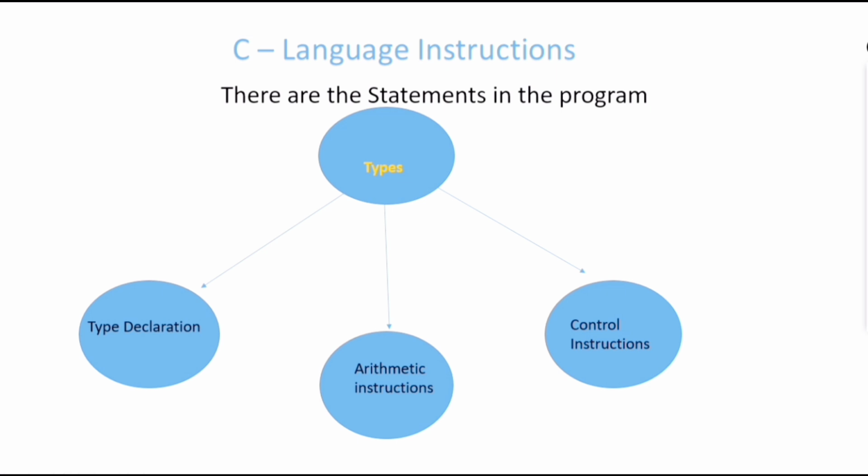As we already discussed, a program consists of a set of instructions, or lines of code, and we call them instructions. These instructions tell the compiler to do something. Instructions are classified into three types.